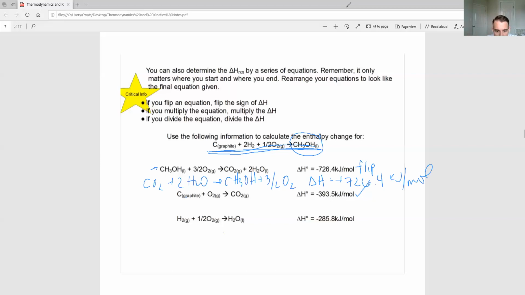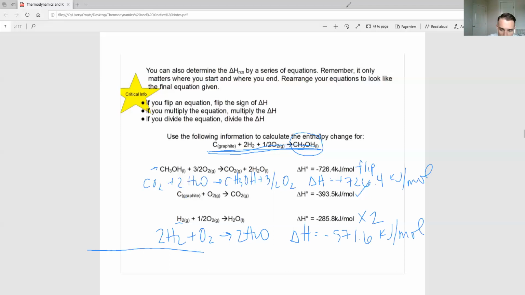Okay, that's great. And then what do I got here? In this last equation, I have hydrogen. It's only found in this equation. Okay, so I asked myself, is it on the correct side? It is a reactant. Do I have the correct number? No, I need 2. So I'm going to multiply this whole thing by 2. And I'm just going to rewrite it underneath. 2H2 plus O2 gives me 2H2O. And so my delta H is going to be a negative 571.6 kilojoules per mole.